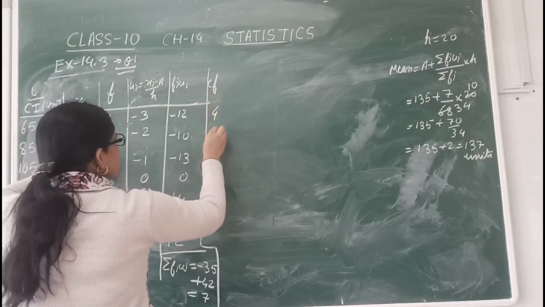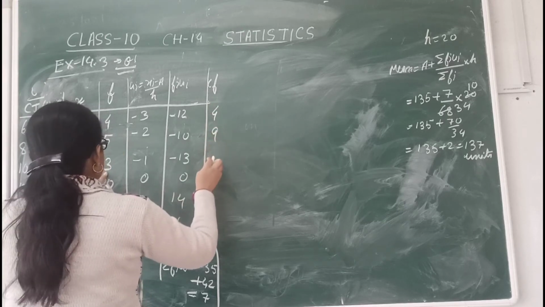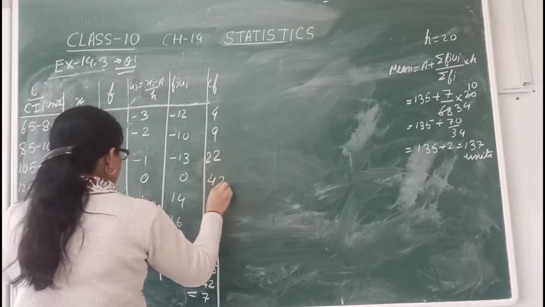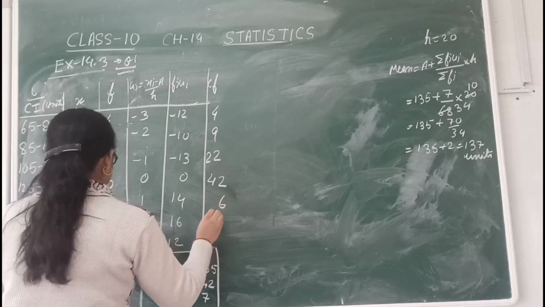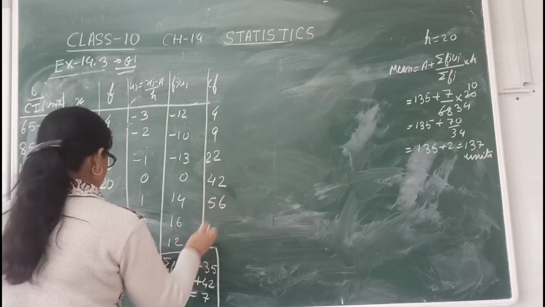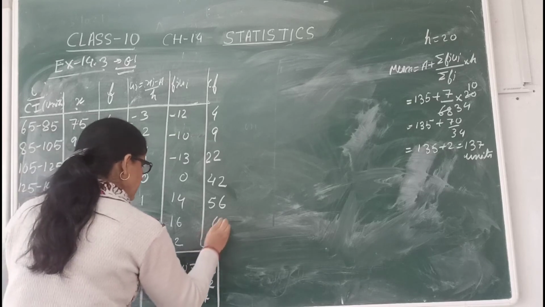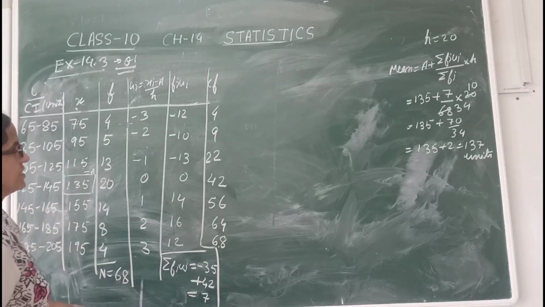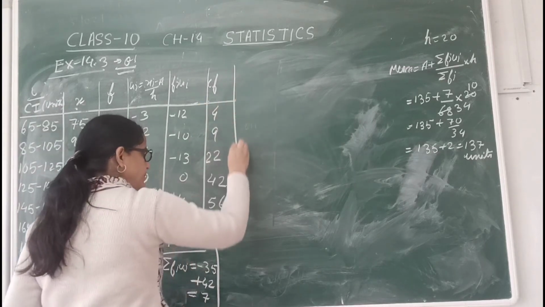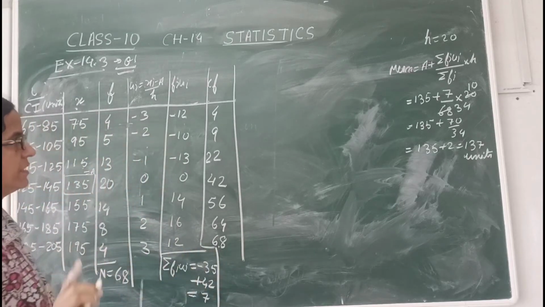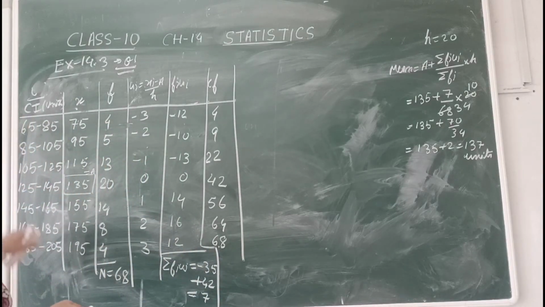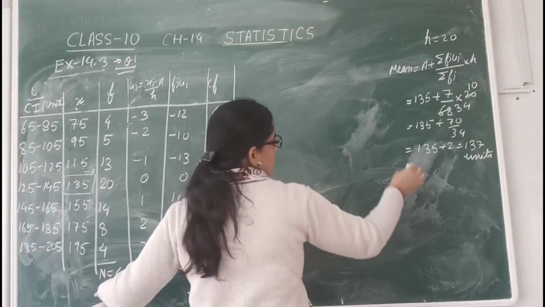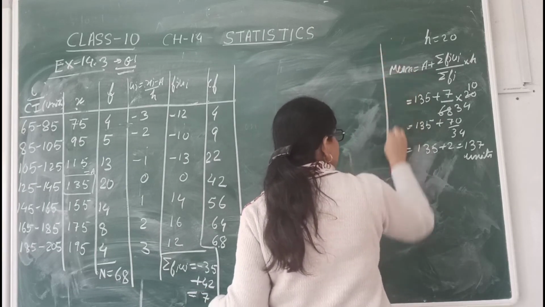F is over here 4, 9, 22, 42, then 56, 64 and 68. Okay, the last cumulative frequency is the sum of all the frequencies. So the formula is L plus n by 2 minus CF by F into H. Now let us first find n. N is given as 68. This is the calculation for mean.